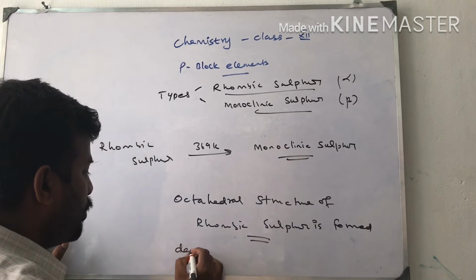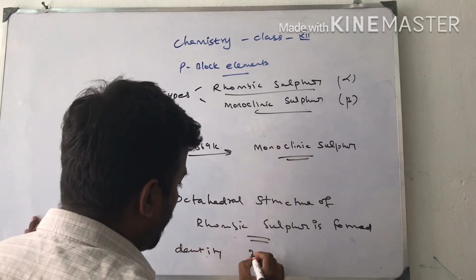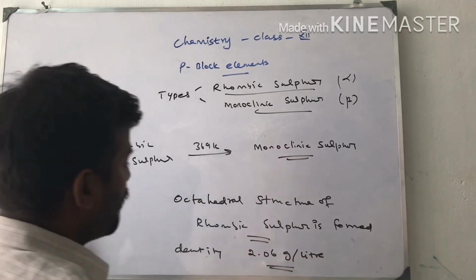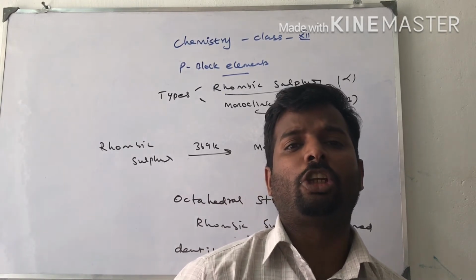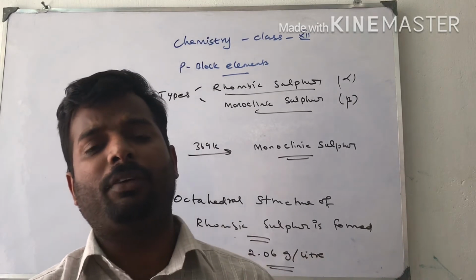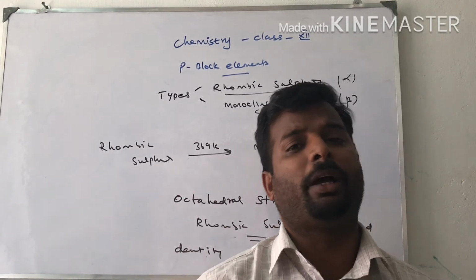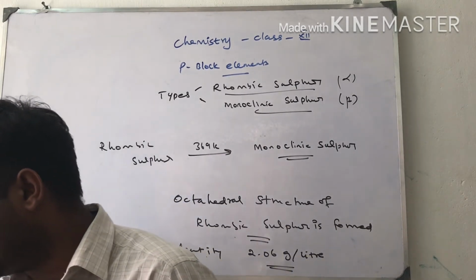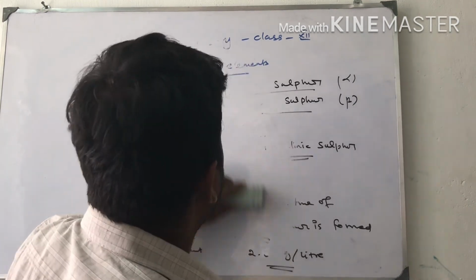Density is 2.06 gram per liter. And this rhombic sulfur, when heated to 369 Kelvin, turns to monoclinic sulfur. Again, you cool the monoclinic sulfur, it reverses back and you get the rhombic sulfur. There are a lot of types of sulfur. S8 sulfur is in the form of this structure.